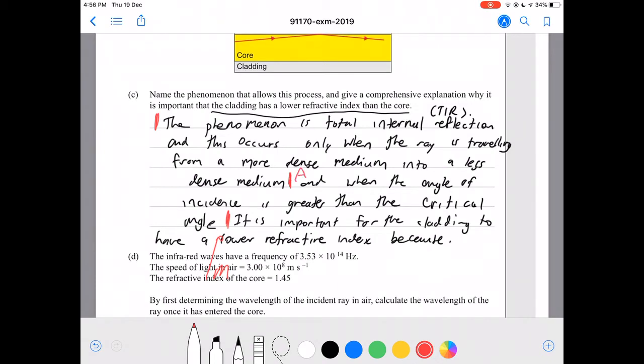If you only state one condition of the total internal reflection, you'll get achieved. If you state both conditions of the total internal reflection, you'll get merit. And if you explain all the requirements and why the cladding has to be less dense than the core, then you'll probably get an excellence.